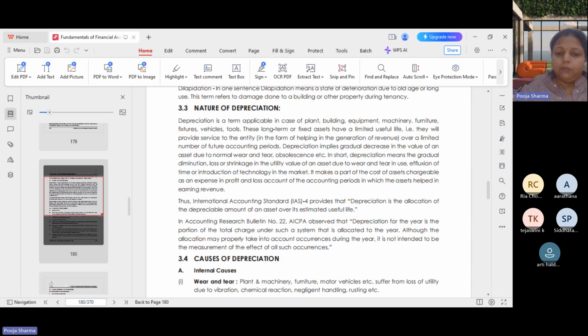Nature of depreciation. Here is written something similar. Depreciation is the term applicable in the case of plant and building. We have already learned that depreciation applies to plant, buildings, and all the machines used in business for production purposes or long-term use that give us benefit. We know that these long-term assets have a limited useful life and provide service to the entity. All the things are the same: normal wear and tear, obsolescence.